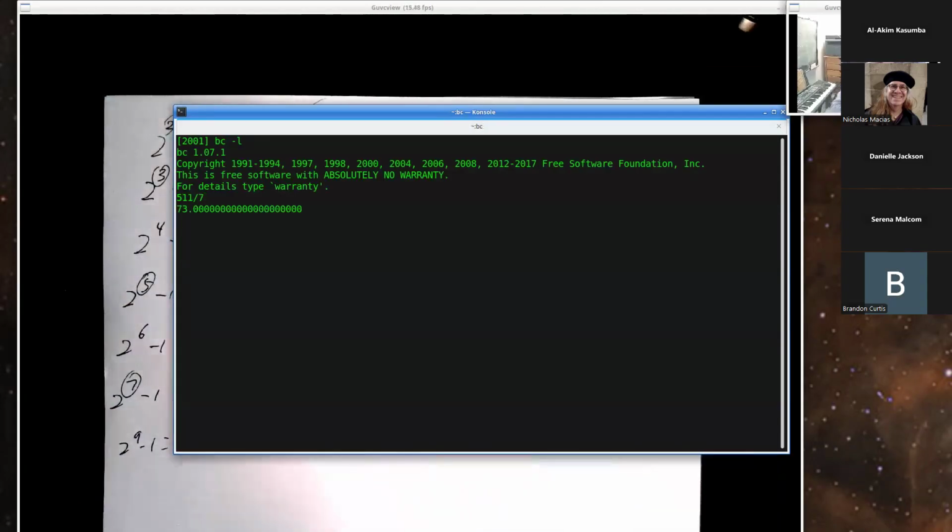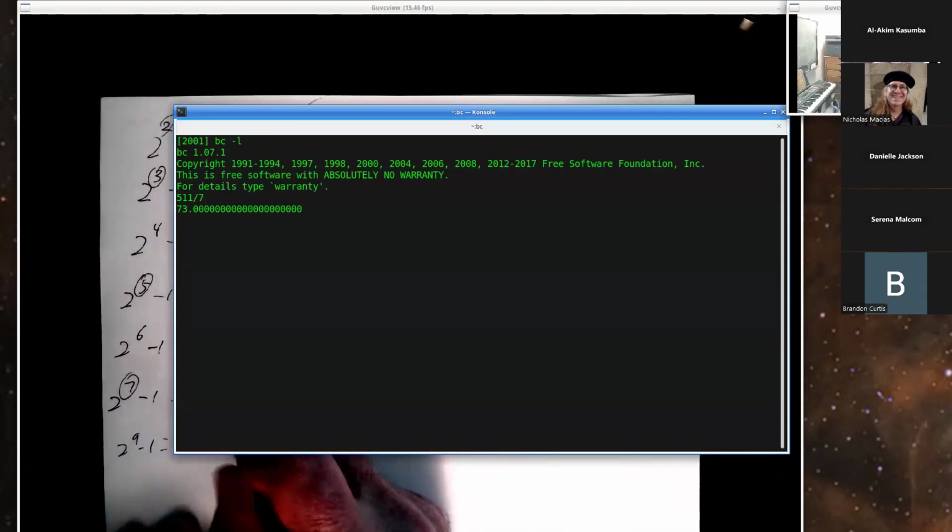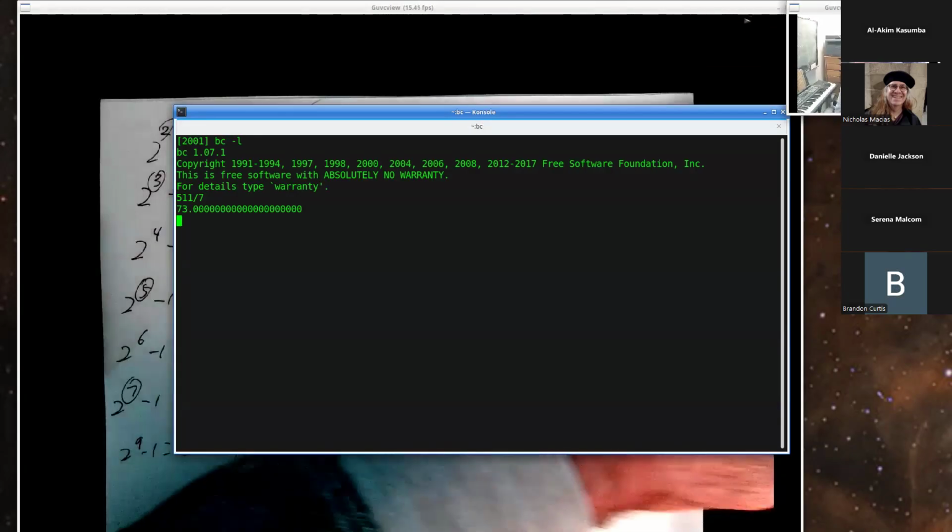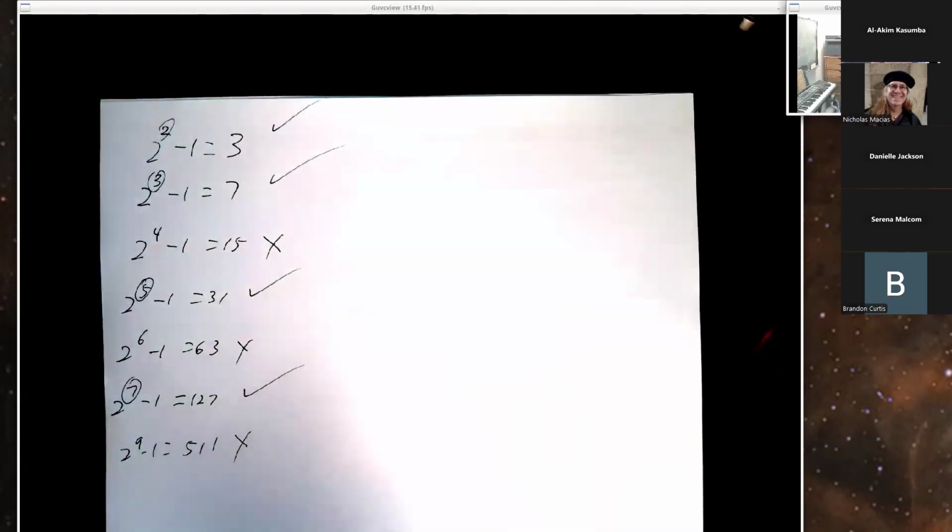And 511 is 7 times 73, so that's not prime. So this seems to hold. And in fact, it does hold a lot of times, but it turns out it's not always the case.